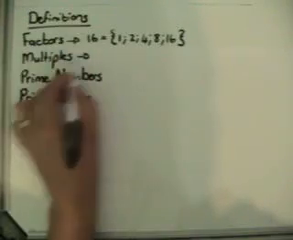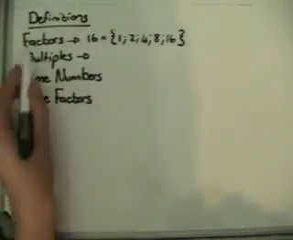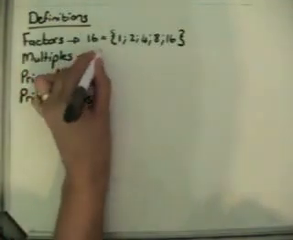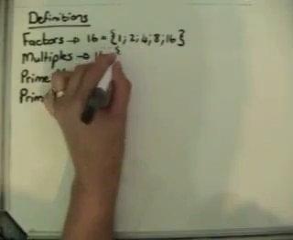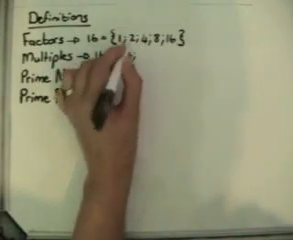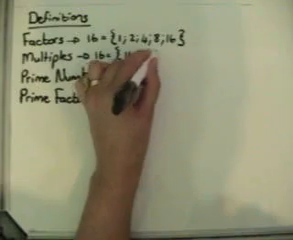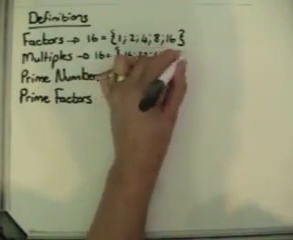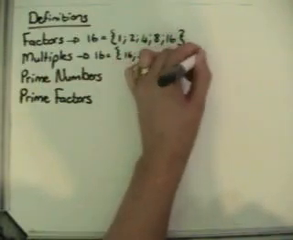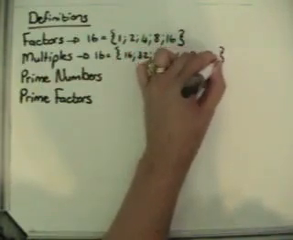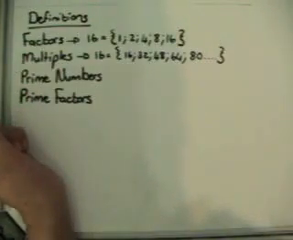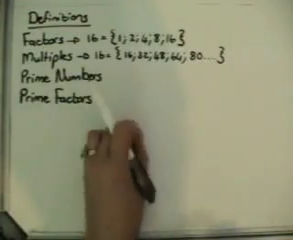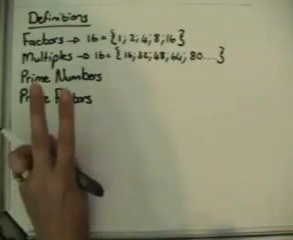Multiples are the things that this number divides into. Factors are smaller than the number and multiples are bigger than the number. So 16 goes into 16, 32, 48, if I count in 16s, 64, 80, and these are called the multiples of 16.